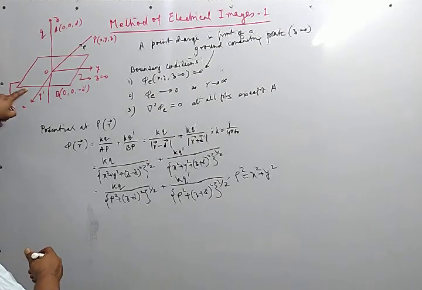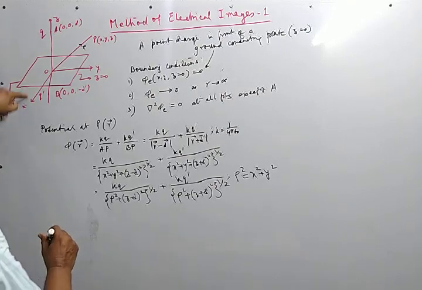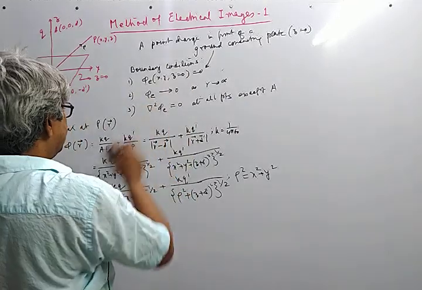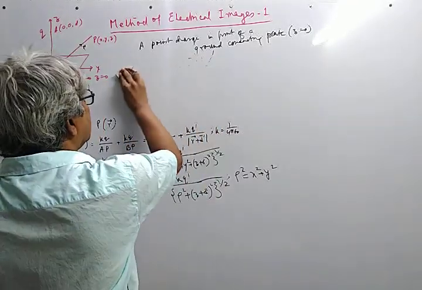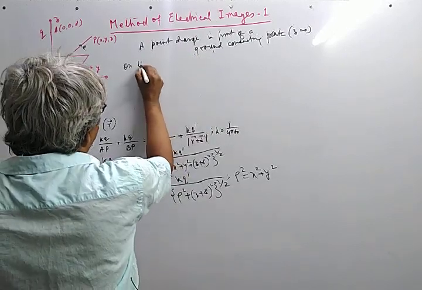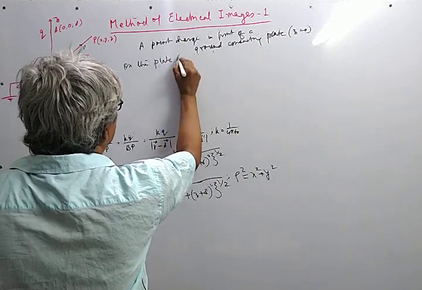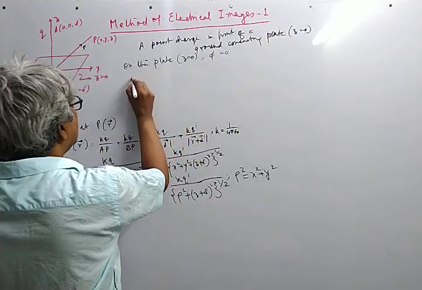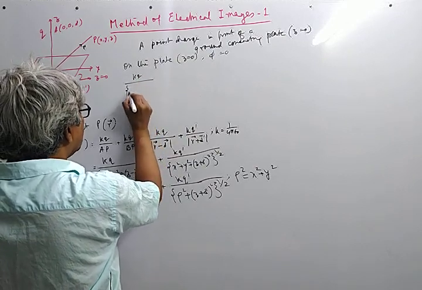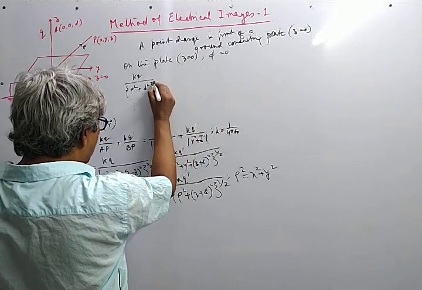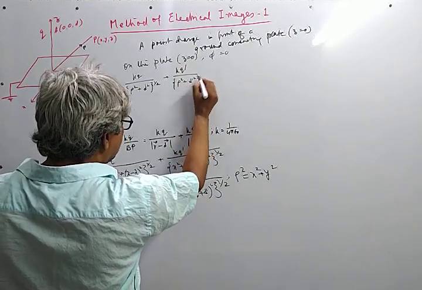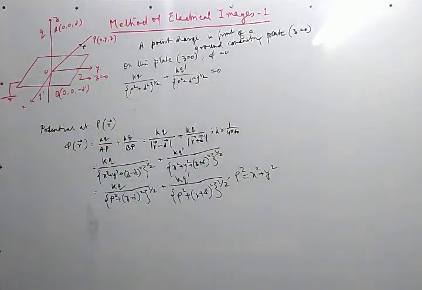If we want to find out the potential on the conducting plate, we apply the condition that if we put z is equal to 0, the potential will be 0. So on the plate, we have kq over rho square plus d square to the power half plus kq prime over rho square plus d prime square to the power half is equal to 0. This relation is valid for all values of rho.